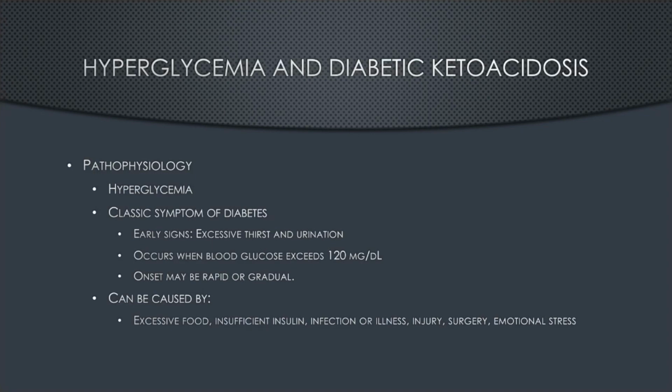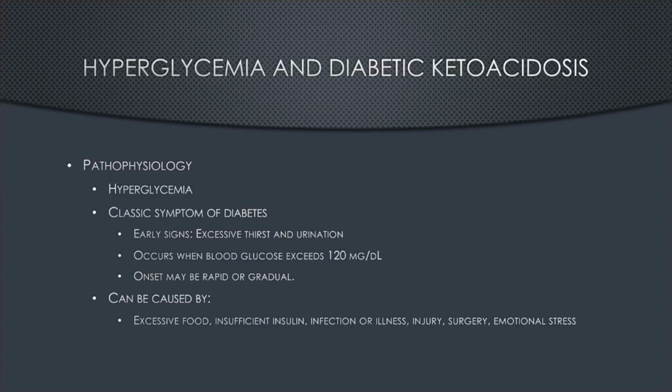All right, from one extreme to the next, let's talk about hyperglycemia and diabetic ketoacidosis. This is obviously when the blood glucose is high. These levels exceed 120 milligrams per deciliter. Typically, physicians try to maintain levels less than 160 milligrams per deciliter. It can be caused by excessive food intake, insufficient insulin dosages, ineffective insulin, infection or illness, injury, surgery, emotional stress. The onset may be rapid, within minutes, or gradual. It could take hours to days.